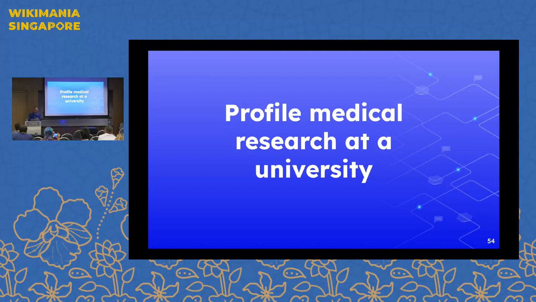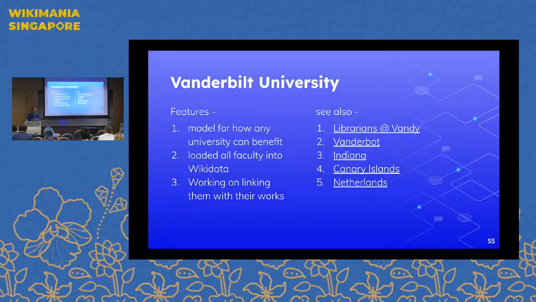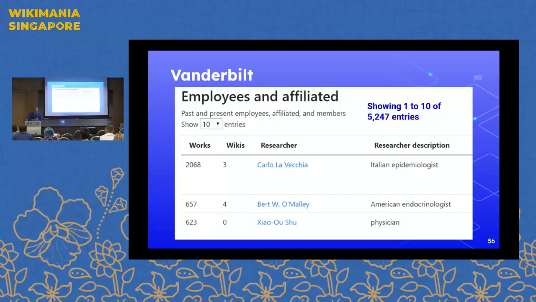Now another example. How do you profile medical research at a university? I'm going to give an example from a university in the United States. This isn't my university. This is a place called Vanderbilt University. Something unusual about this university is they tried to upload many of their papers into Wikidata, and they tried to index all their faculty, all their scientists, all their professors in Wikidata so that they would show up in this kind of search. We've got about 5,000 professors here that are affiliated with this university. It's actually not all of them, but they give a go at indexing a lot of them.